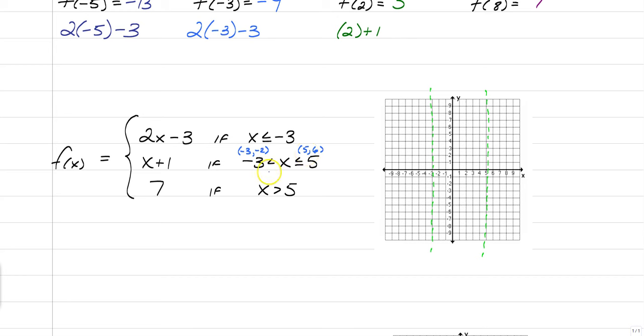The only thing we have to do is be very careful of whether they're open circles or closed circles. So it does not include the negative 3, but it does include the 5. So let's go graph those 2 points. We have negative 3, comma, negative 2, and we're going to put an open circle. And then we have 5, comma, 6, and we're going to have a closed circle.